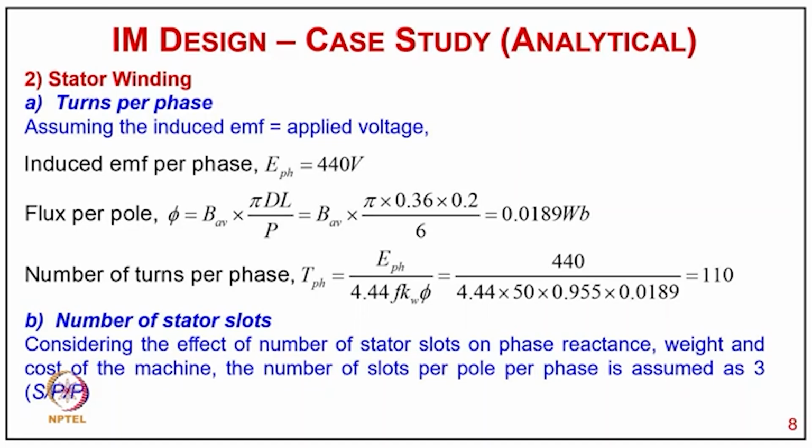Now the number of stator slots that we have to select next. Considering the effect of the number of slots on phase reactance and on the weight and cost of the machine, the number of slots per pole per phase is assumed in this case as 3. Normally we don't go less than 2, and we don't go very high either, unless the machine rating is very large with a large diameter. So usually it is in the order of 2 to 5. For this kind of medium-rating machine, we consider slots per pole per phase of the order of 3.